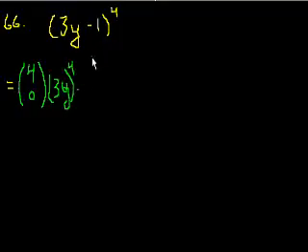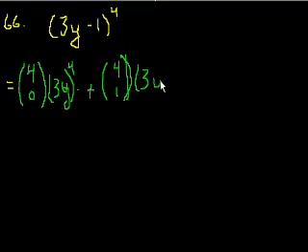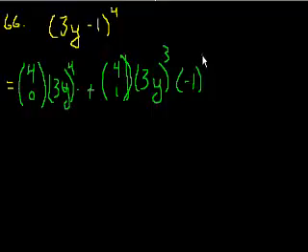So you don't really need to include it. That's times 1. Anything to the 0th power is 1. Fine. Plus 4 choose 1 times the first term, so that's (3y) to the 3rd power, I'm just decrementing it on each term, times the second term to the 1st power. So times (-1) to the first power.